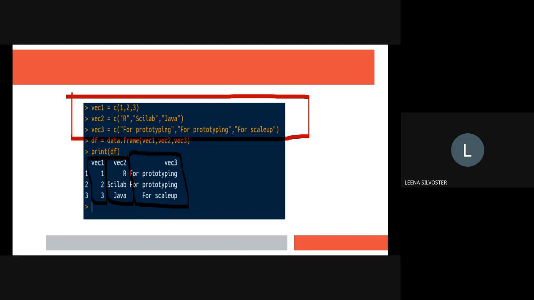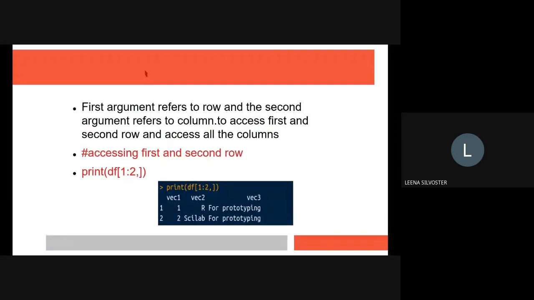So consider this example. To access the rows and columns of the data frame, the syntax is like this. df, within square brackets, you have to specify the row and column. Remember that you have to specify row and column within square brackets, not ordinary brackets. So this df refers to the name of the data frame. The first argument refers to the row and the second argument refers to the column.